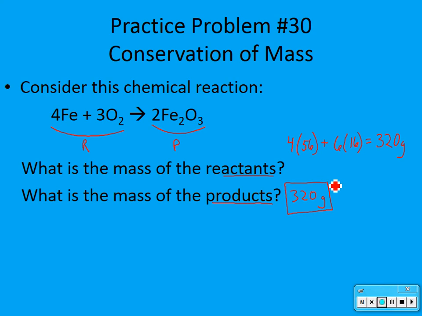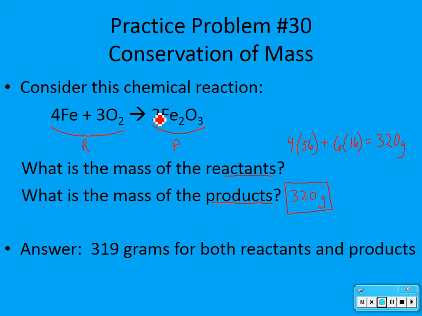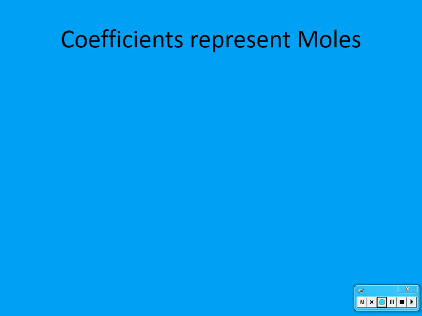What's cool about this is we started with iron and oxygen separated. They were just pure. And then we did our chemical reaction. We turned them into something and combined them into iron oxide, but they still had the same mass. The reactants and products still had the same mass. And that's the law of conservation of mass. You can't create or destroy it. The answer says 319 because they probably didn't round like we did with our iron and oxygen. So close enough.